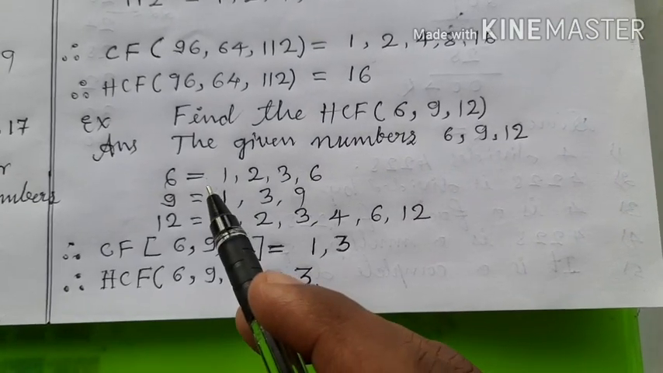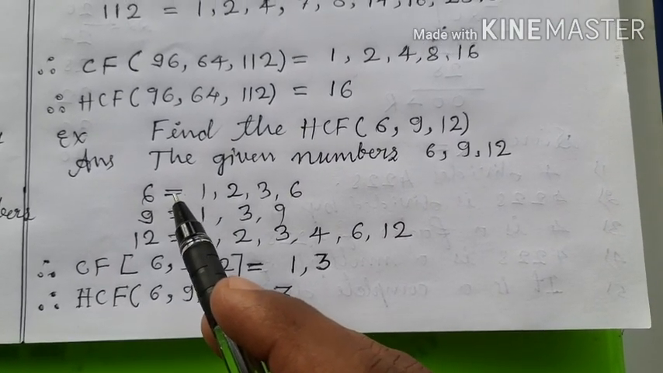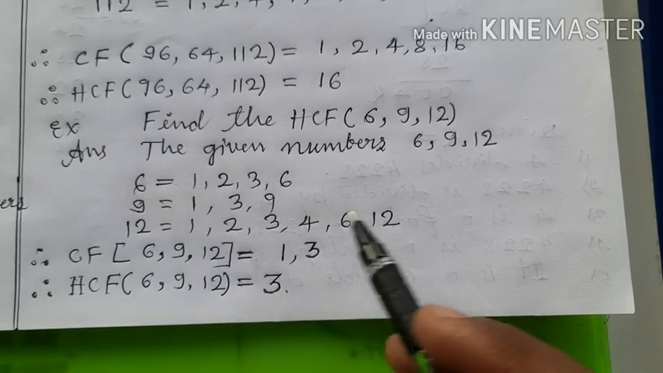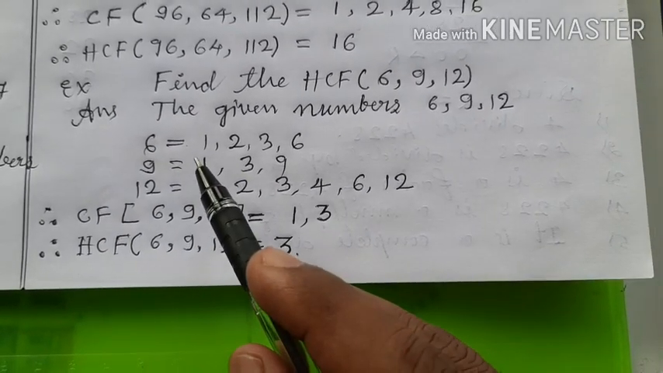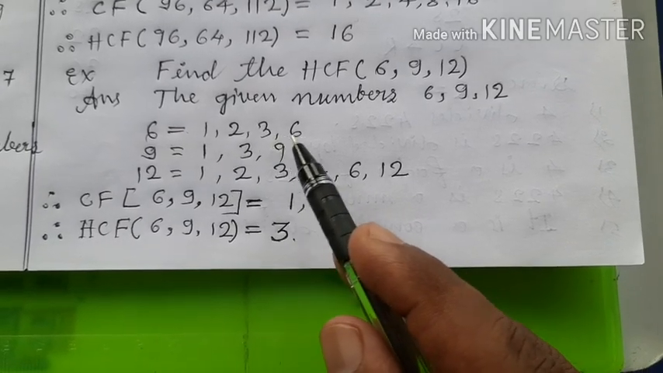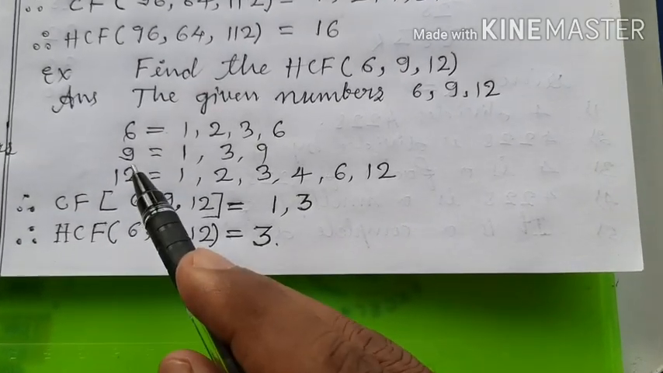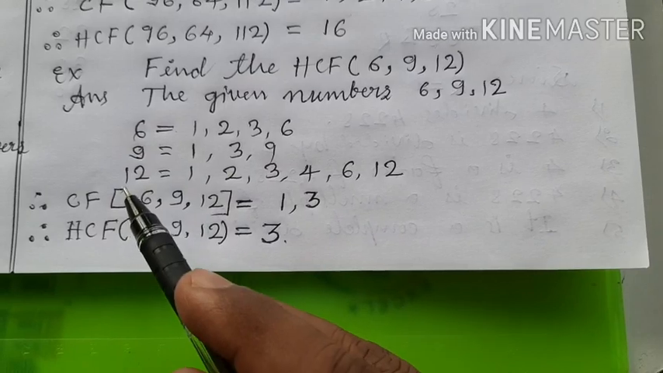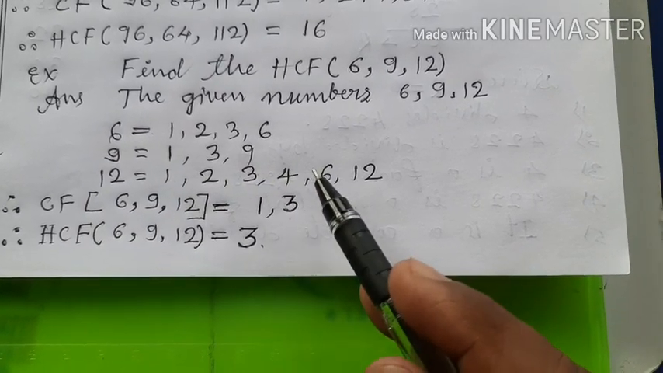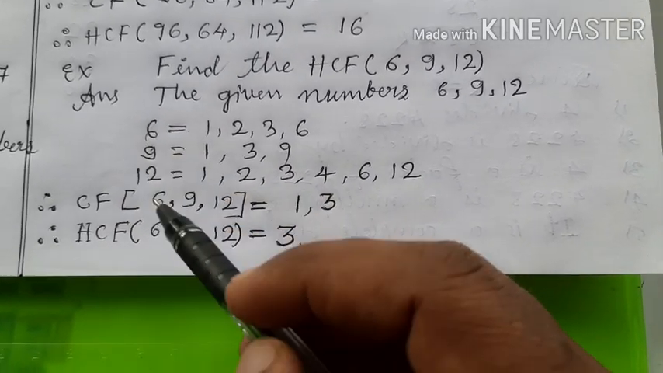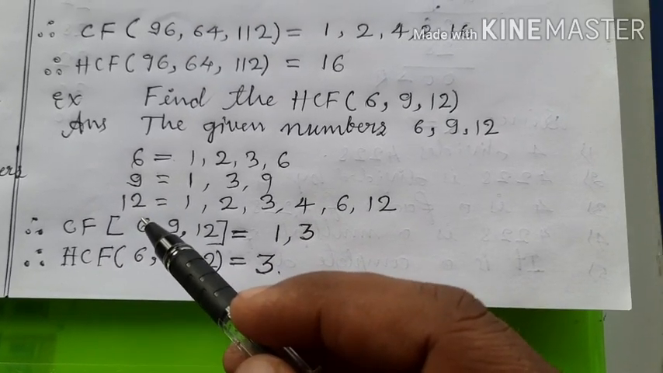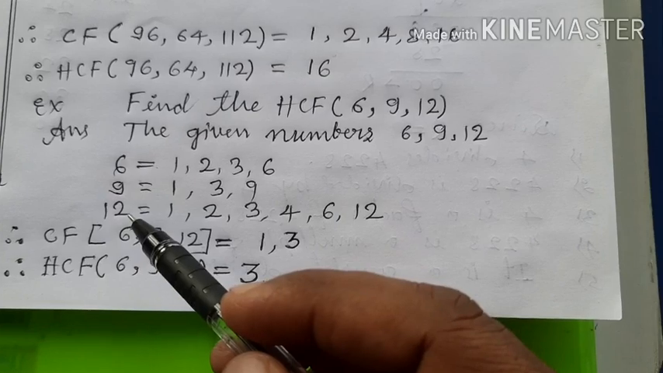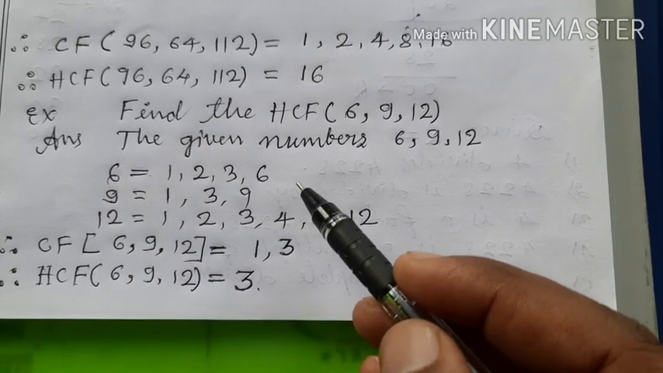First step is list the factors of 6, factors of 9 and factors of 12. See here, children. The factors of 6 are 1, 2, 3, 6. The factors of 9 are 1, 3, 9. The factors of 12 are 1, 2, 3, 4, 6, 12. Here, all the 3 numbers given are the composite numbers or non-prime numbers. Why? Because they have the factors more than 2.